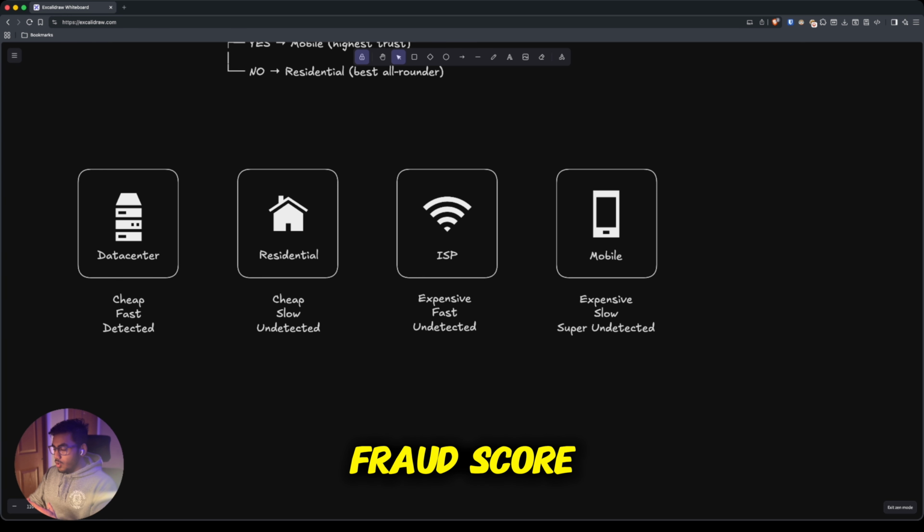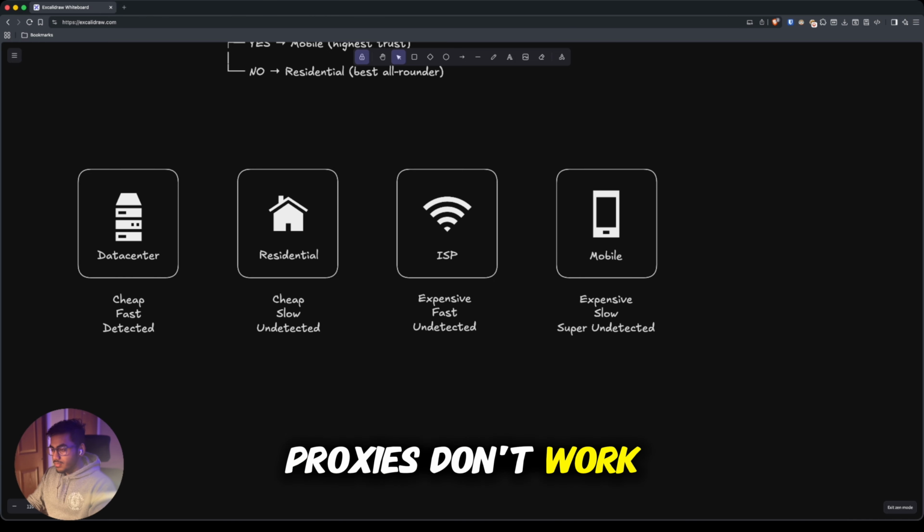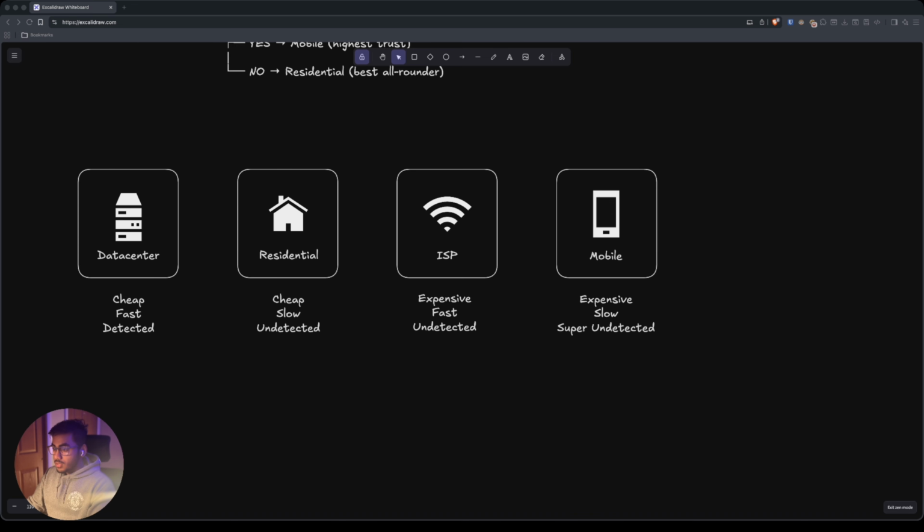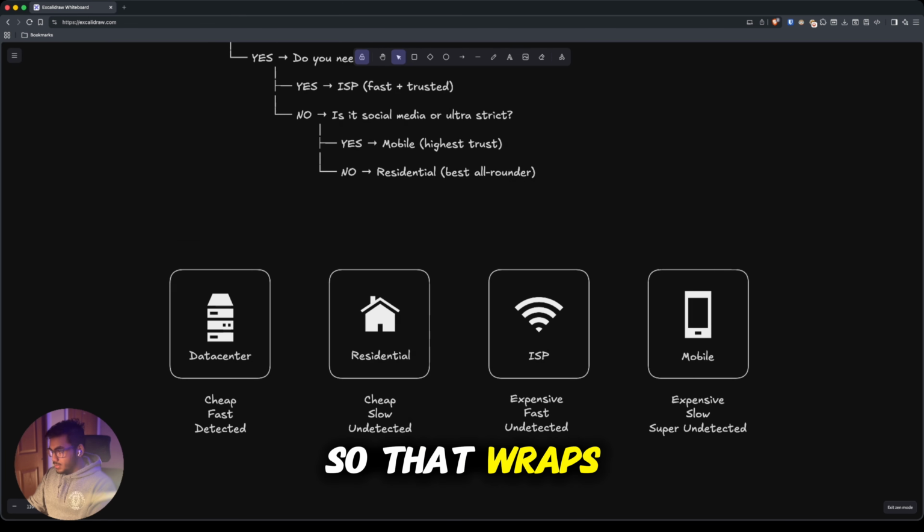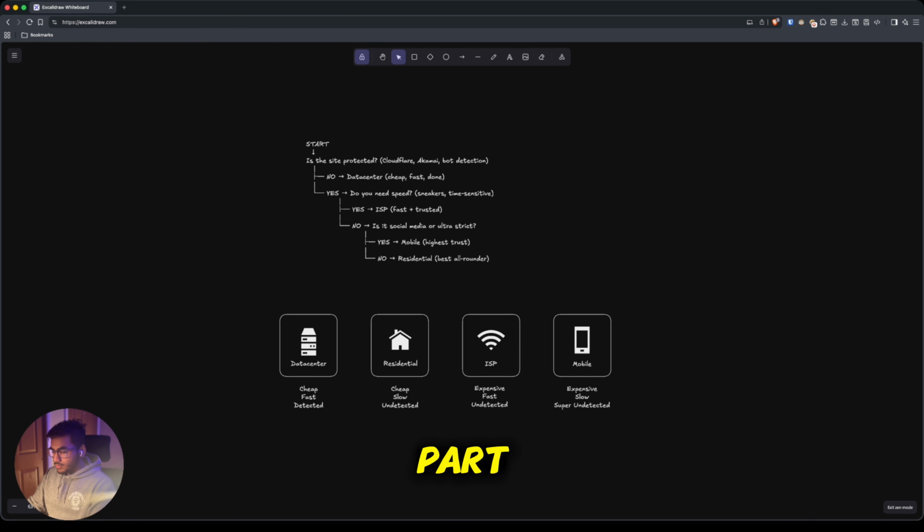then check the fraud score on the IP and also take a look at how you're doing your automation or bot or scraping. Because if mobile proxies don't work, then there's most likely a problem with your scraper or bot or automation. So that wraps up the video for the most part.